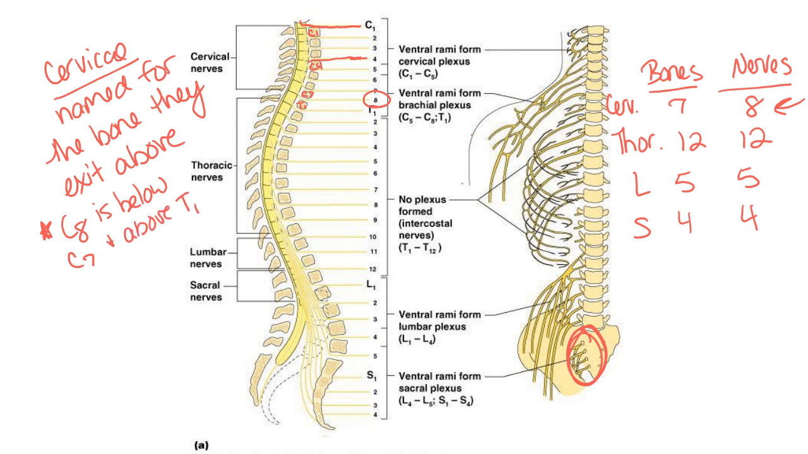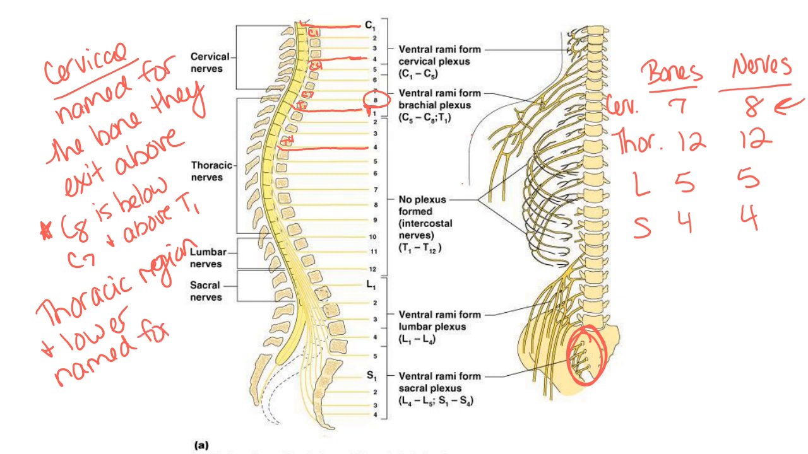So what that makes happen then is starting in the thoracic region, now they're named for the bone they exit below. For instance, here's my T1 nerve coming out below the T1 bone. Here's my T4 bone, here's my T4 nerve coming out below it. So thoracic region and lower, lumbar, sacral, coccygeal, they are going to be named for the bone they exit below.